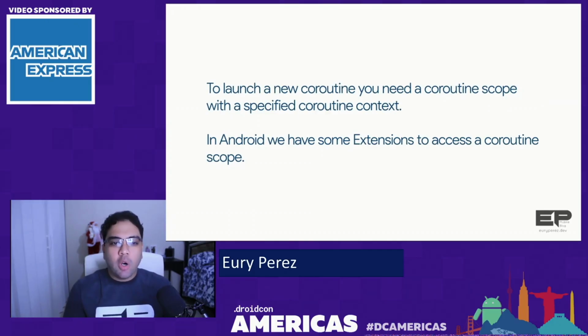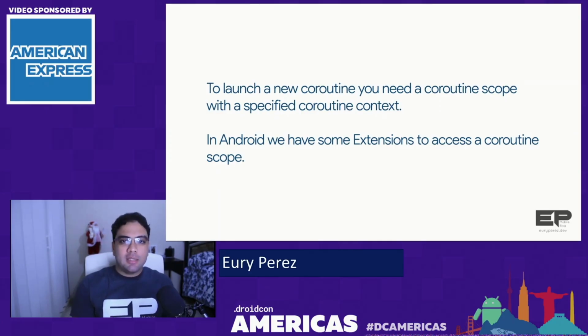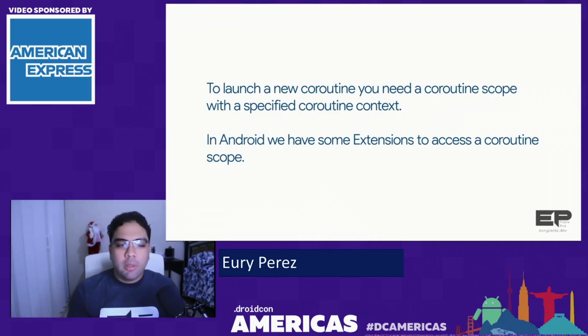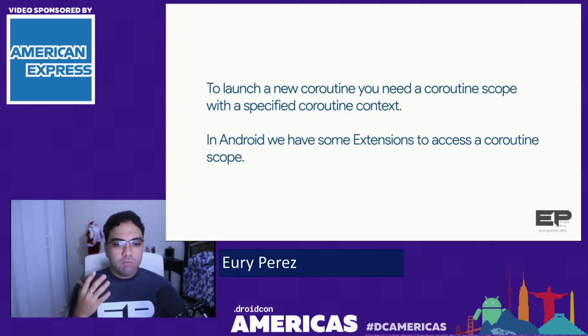To launch a new coroutine, you need a coroutine scope. And to build a coroutine scope, you pass a coroutine context as an argument, right? In Android, we have some extensions to access a coroutine scope. This can sound a little bit complex, but in Android, we don't need to build a coroutine scope ourselves. We have many extensions in Android components that help us access a coroutine scope that the library already built for us.